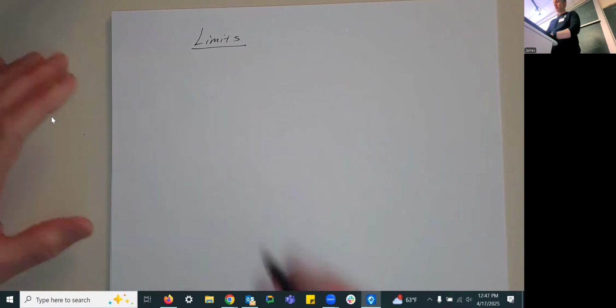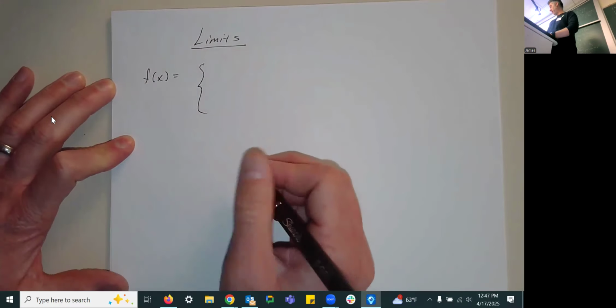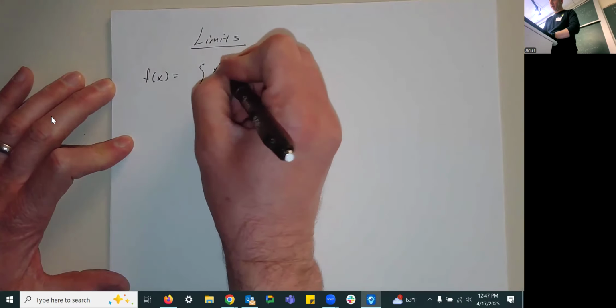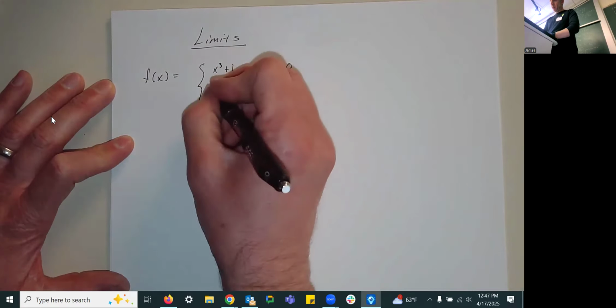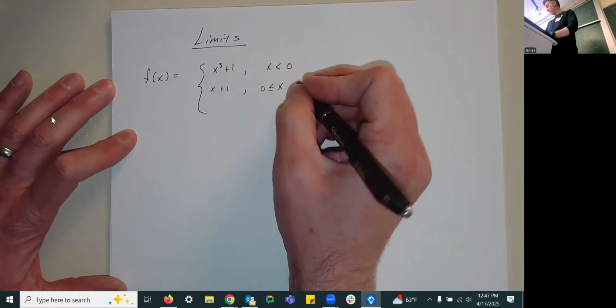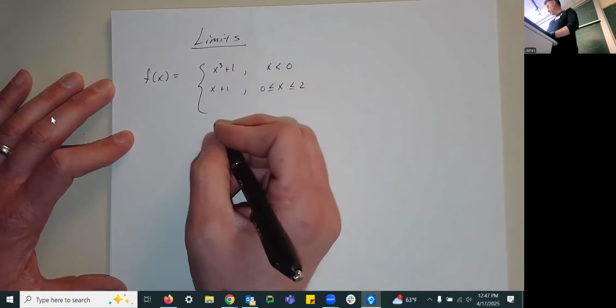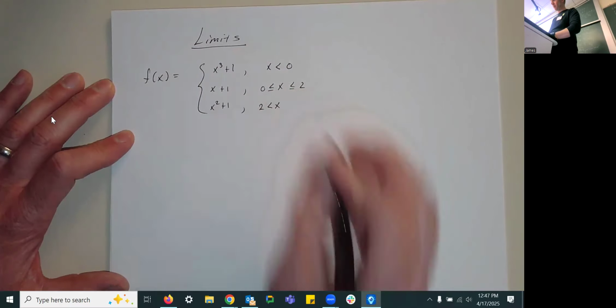Specifically, we don't actually care what's happening at the number x is approaching. We care what's happening very, very close to that number. Let's look at an example. Let's say we have the following piecewise function, f of x is equal to x cubed plus 1 when x is strictly less than 0, x plus 1 when x is greater than or equal to 0 and less than or equal to 2, and x squared plus 1 when x is strictly greater than 2.